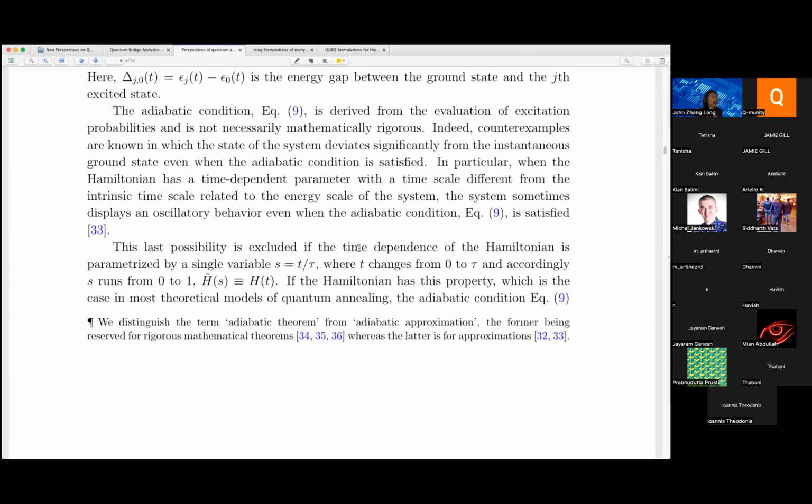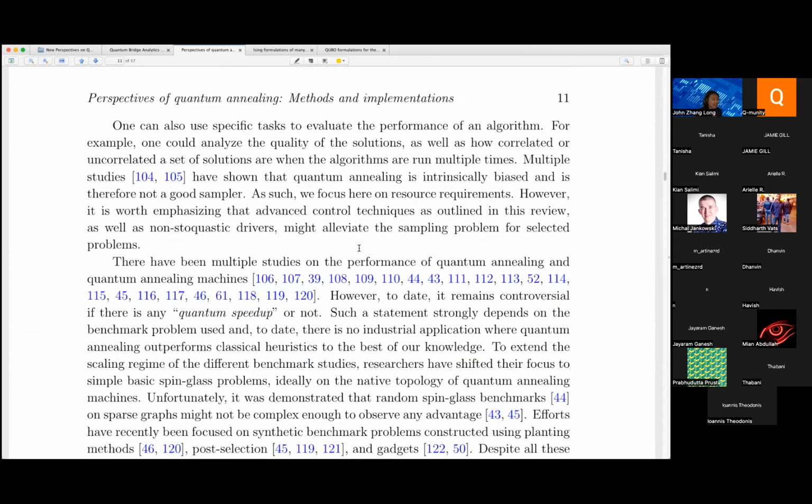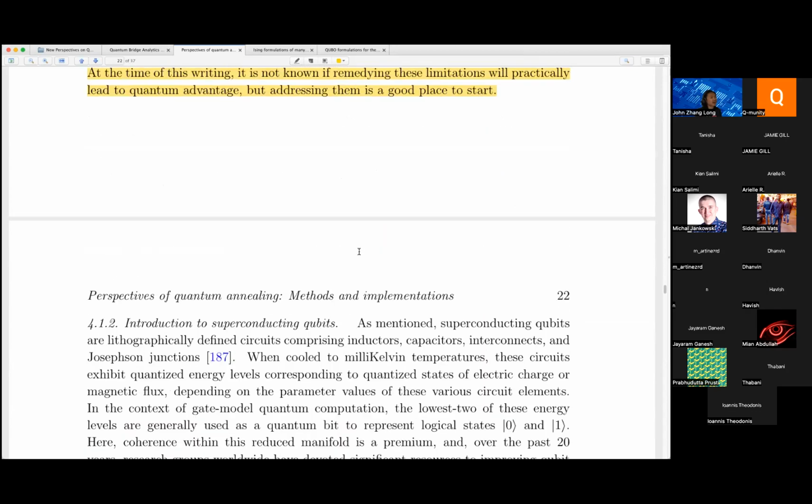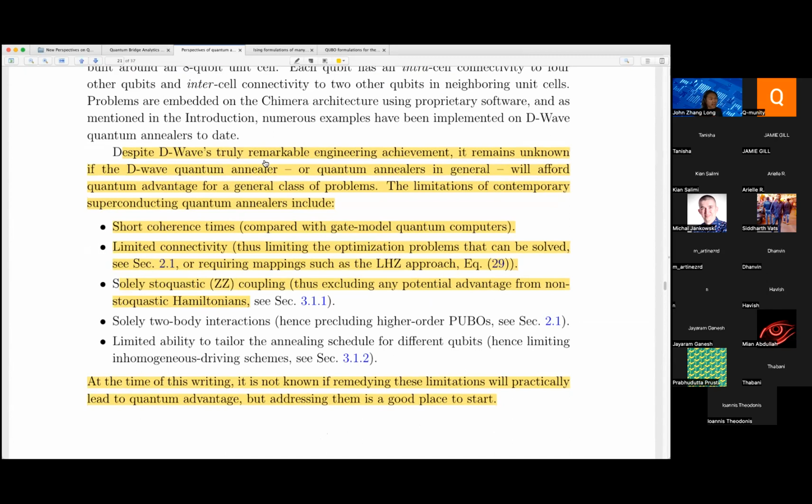But there are some caveats that I wanted to point out. I mentioned D-Wave, right? D-Wave has the quantum annealing hardware, but it's not exactly a perfect model here. So, despite the remarkable engineering achievement, it remains unknown if the D-Wave annealer, and this paper came out in 2020, by the way, or quantum annealers in general will afford quantum advantage for a general class of problems. So there are some limitations: short coherence times. This we can't blame D-Wave for, right? That's just the name of the game. We're always wrestling with coherence times in quantum computers. If any of you have studied error correction, you'll know your T1 and T2 coherence times. If you don't know what that is, hopefully I'm priming you for that terminology.